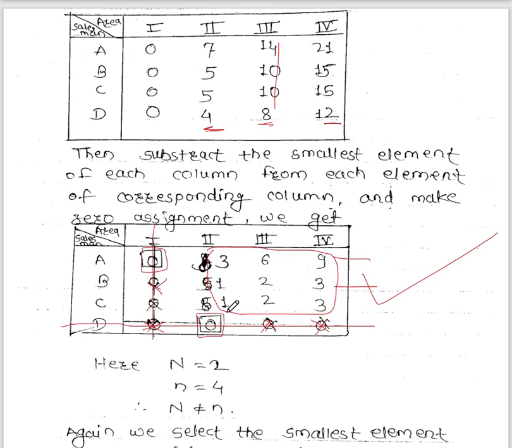Then you have to subtract this smallest element from the remaining elements and add it where the line is double crossed, and the other elements where the single line crosses should remain as they are.